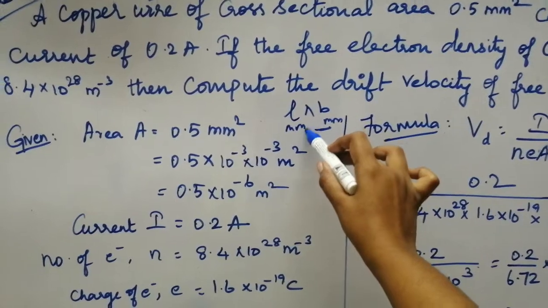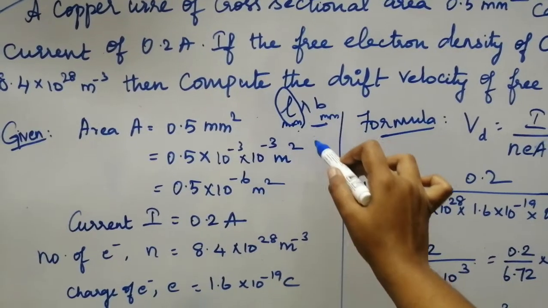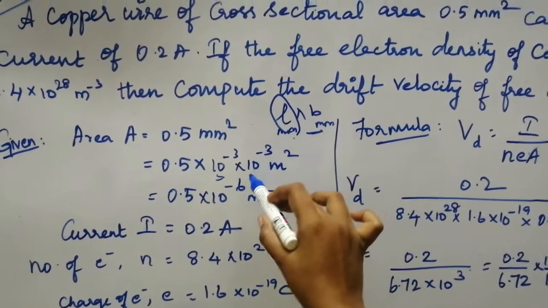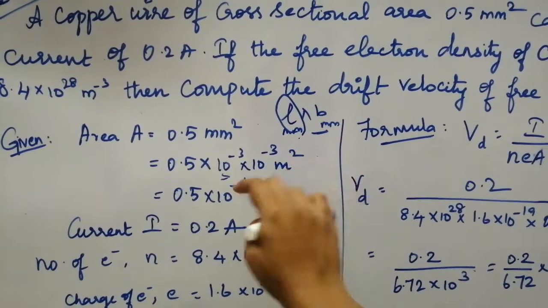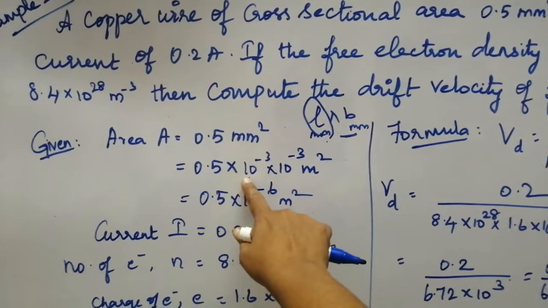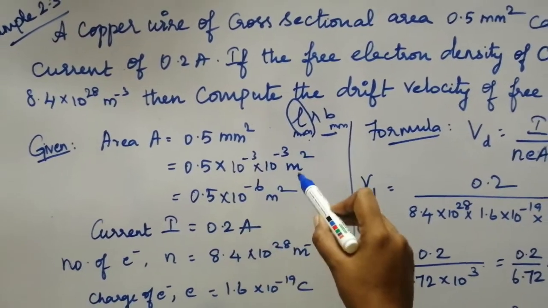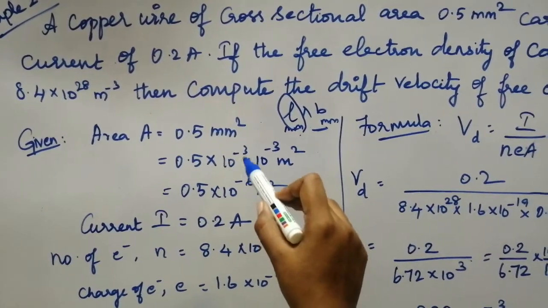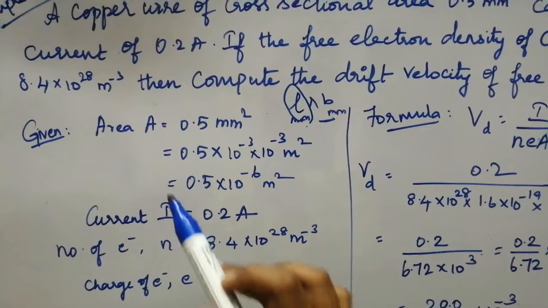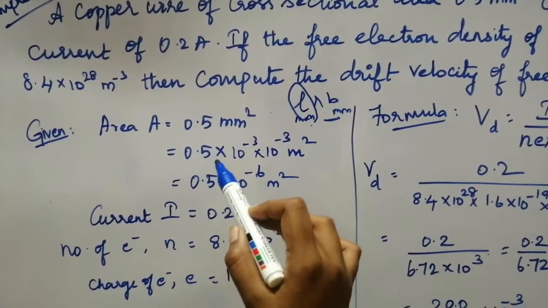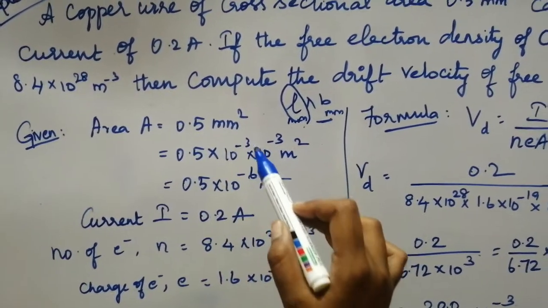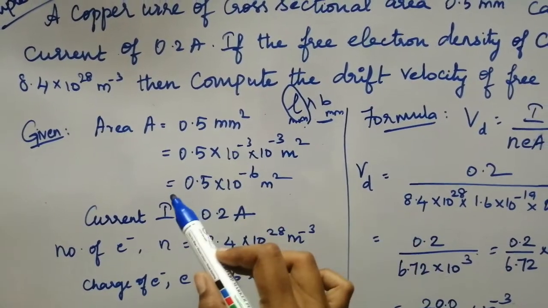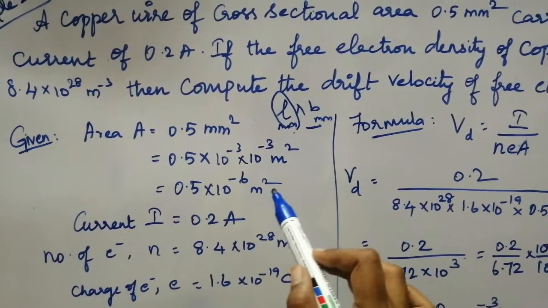So to convert this one term from millimeter to meter, you have to add 10 to the power minus 3. And for the other term, another 10 to the power minus 3. So to convert the area from millimeter to meter as it is the SI unit, you have to convert it by adding two 10 to the power minus 3 there. So, area A equal to 0.5 into 10 to the power minus 3 into 10 to the power minus 3 meter square. Add up the powers, it becomes 0.5 into 10 to the power minus 6 meter square.